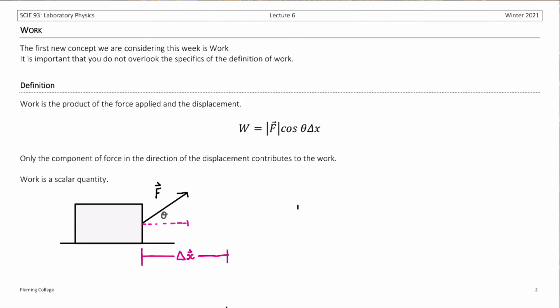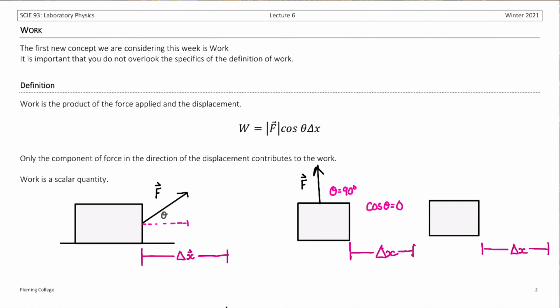Some of the consequences of this statement. If displacement is horizontal and the force applied is vertical, in this case theta equals 90 degrees and cos of theta equals 0. So despite applying the force in the vertical direction, you completed no work. Also with horizontal displacement and a horizontal applied force, in this case theta would be equal to 0 degrees and cos of theta is equal to 1, so we would have all of our force contributing to the work.